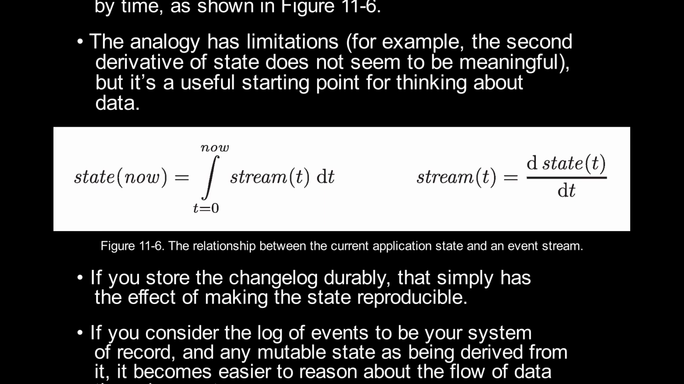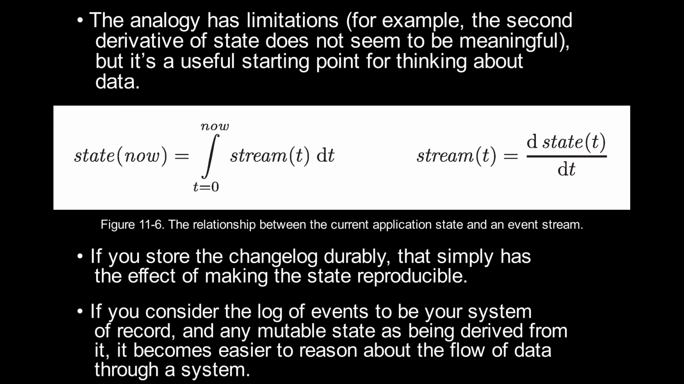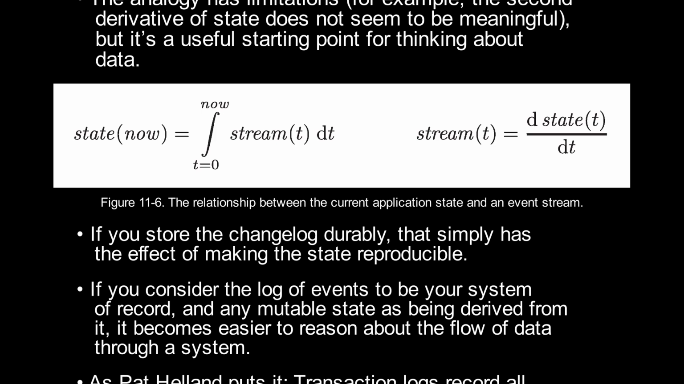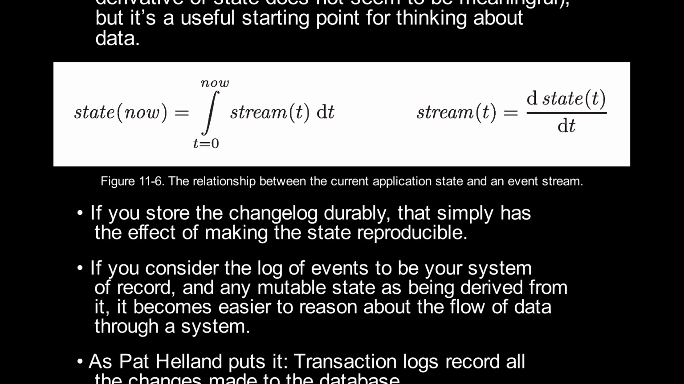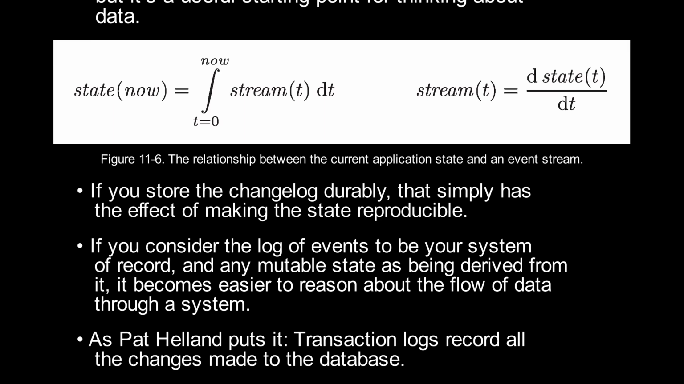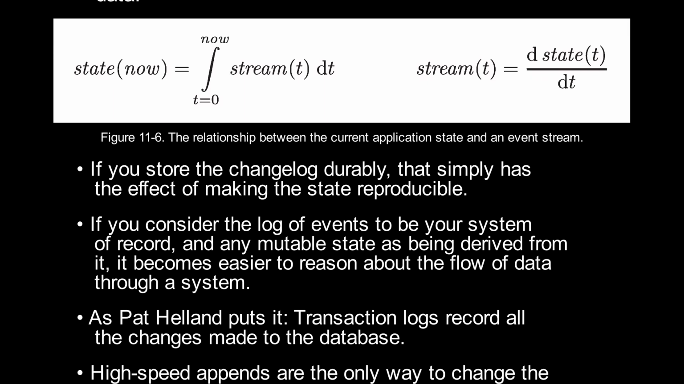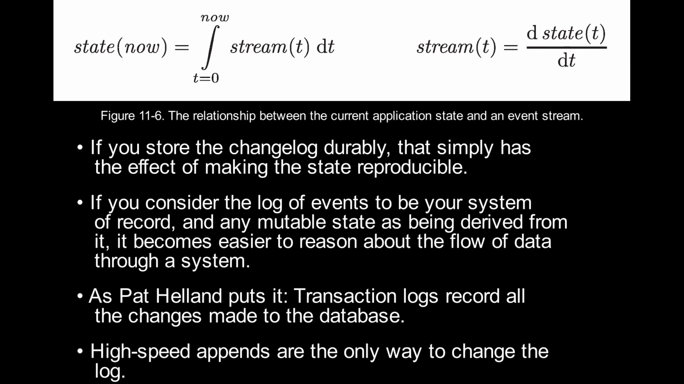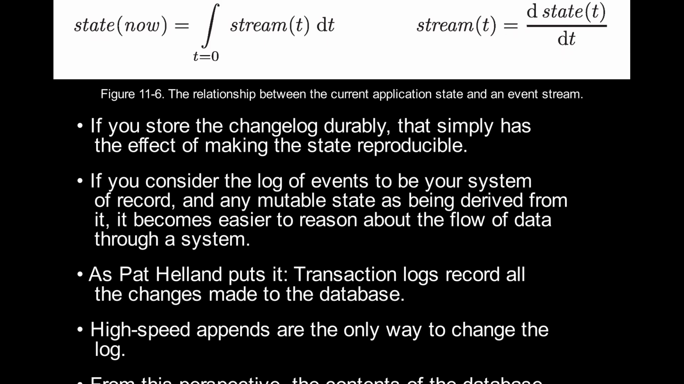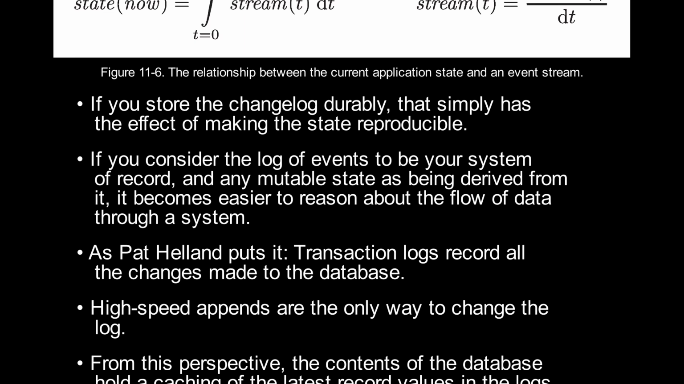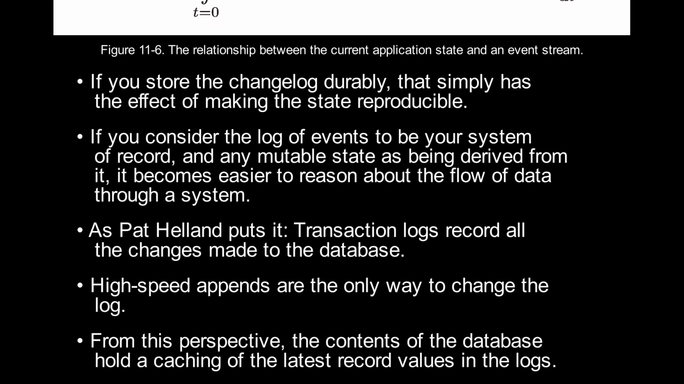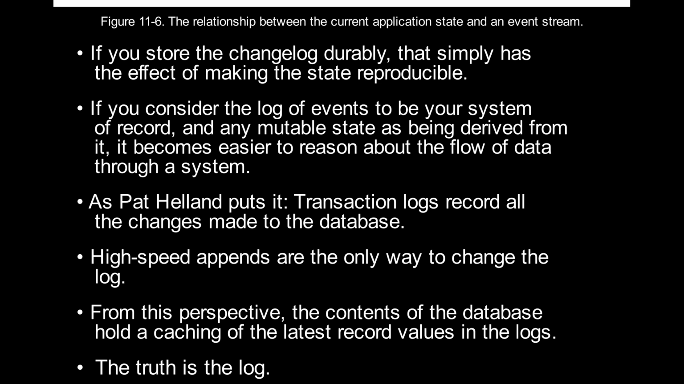If you store the changelog durably, that simply has the effect of making the state reproducible. If you consider the log of events to be your system of record, and any mutable state is being derived from it, it becomes easier to reason about the flow of data through a system. As Pat Helland puts it, transaction logs record all the changes made to the database. High-speed appends are the only way to change the log.